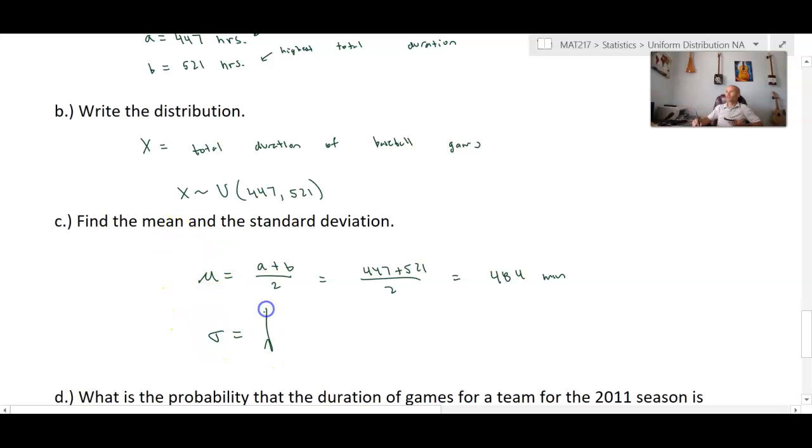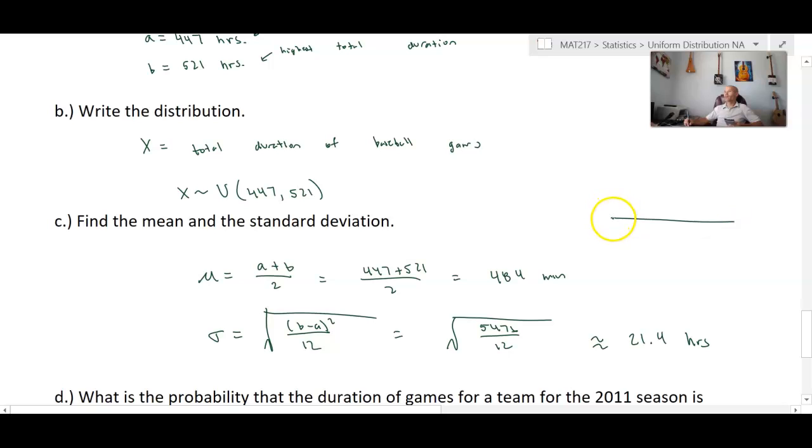Well, that's going to be the square root of, from our formula up above, (B minus A) quantity squared over 12, which will be 521 minus 447 squared, which is 74. 74 squared is 5,476 divided by 12. So we'll take the square root of that, 5476 divided by 12, and we get about 21.4 hours.